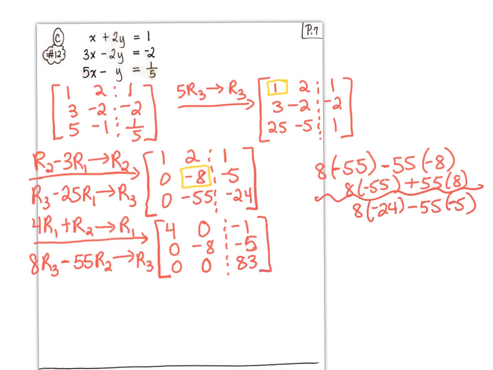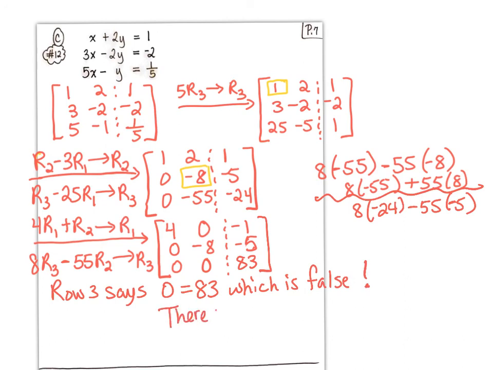Now looking at this matrix, what can you tell me? There's no solution. Good. Why? Obviously 0 equals 83. Very good. Row 3 translates as 0 equals 83, which is false. So there is no solution. On a test, we come across that step and see that right away. We just end right there. You're done. There's no solution.